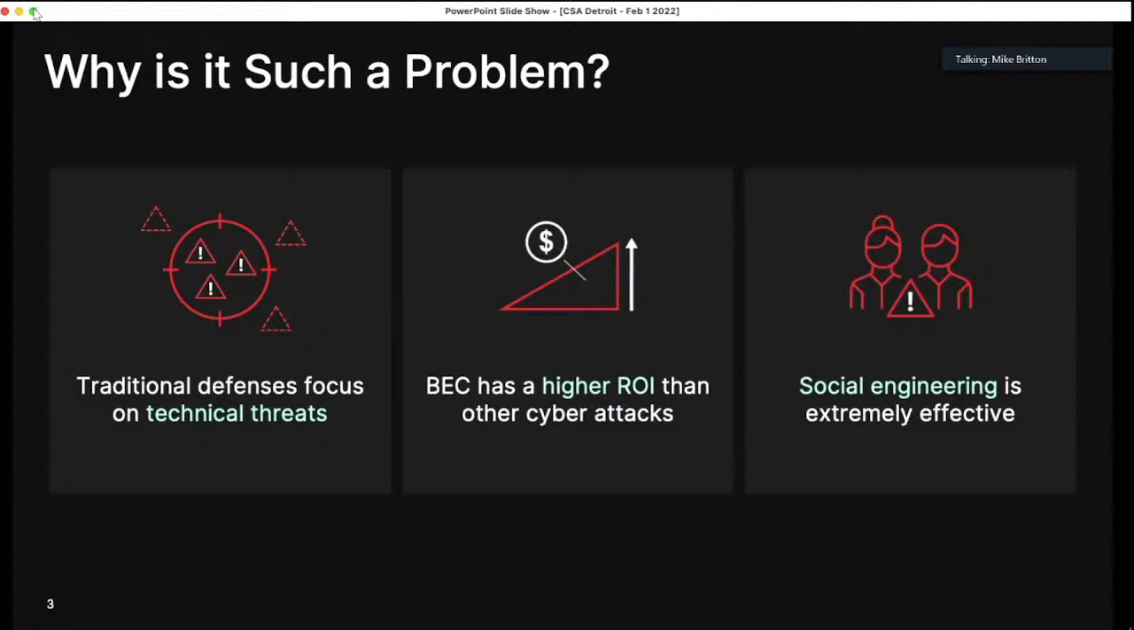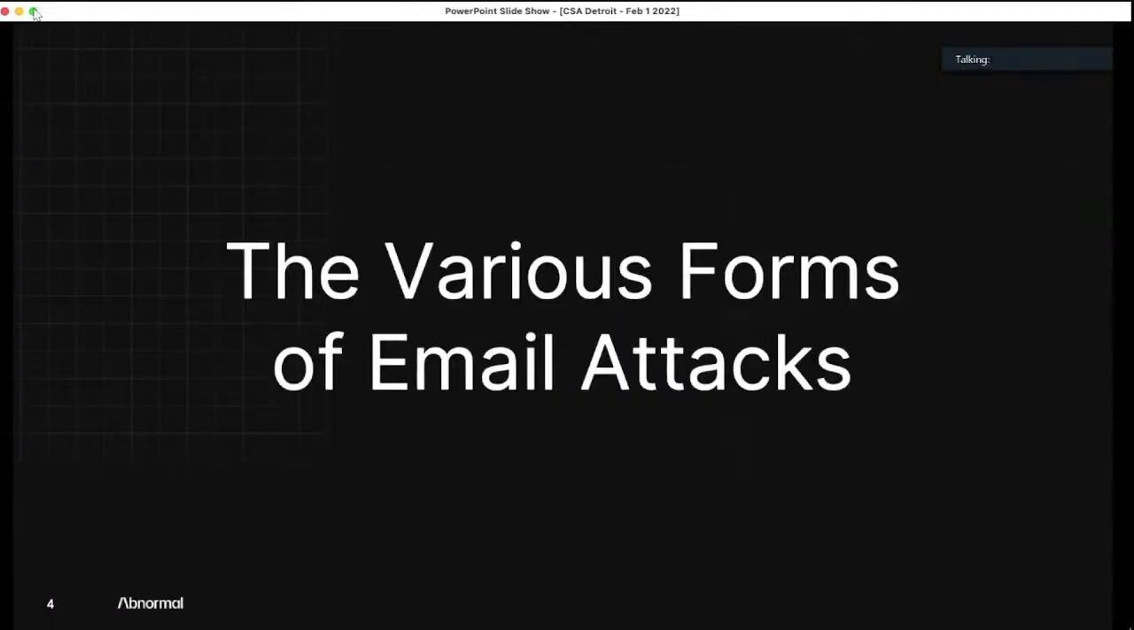for it. And there's a high return on investment for attackers to set up email environments, to be able to gather the intelligence, to find your targets, and then to perpetrate the attacks. It's a pretty low cost, low risk, high reward for attackers. So let's look at just a couple forms of email attacks that are out there.